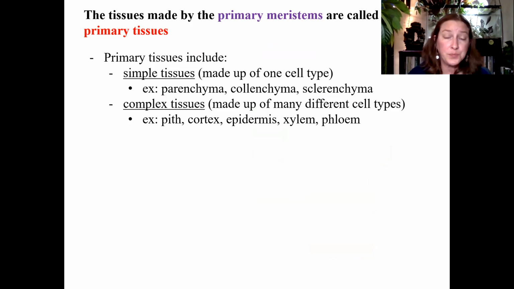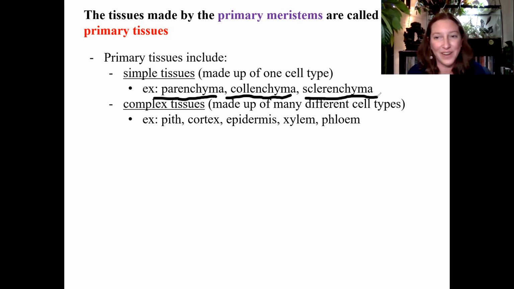With primary tissues, sometimes you have simple tissues that are only made up of one type of cell. For example, cells with really scary names, so don't get too worried. I'll walk you through it, but you have parenchyma cell, collenchyma cell, and sclerenchyma. I like sclerenchyma the most. So we'll see those on slides coming up.